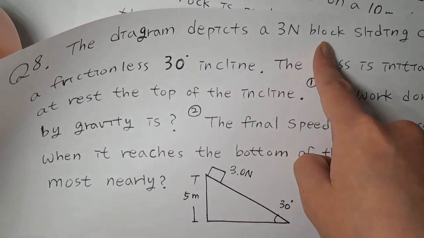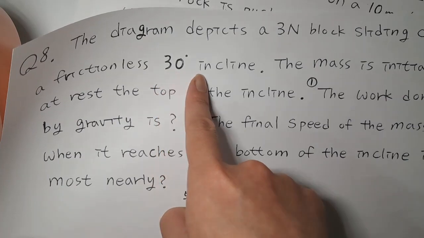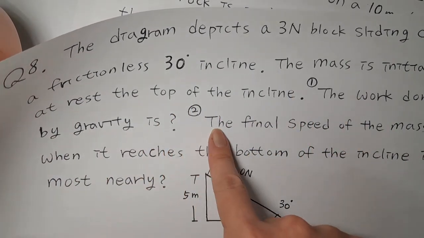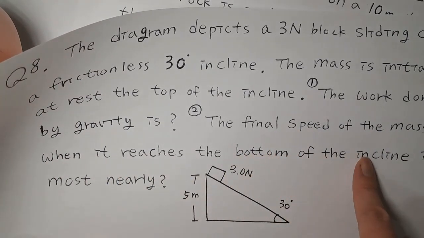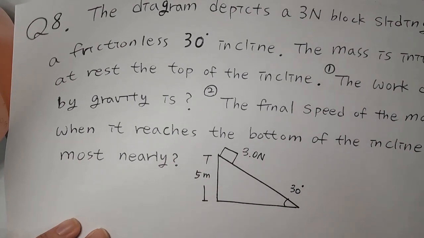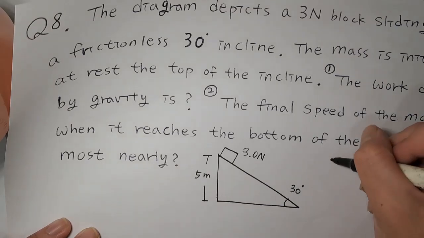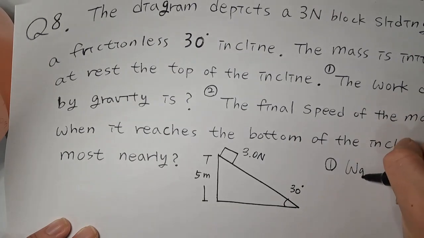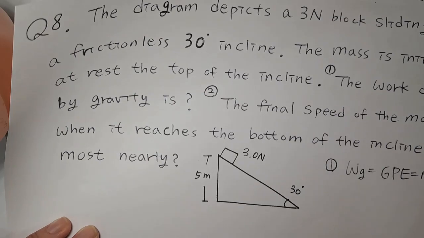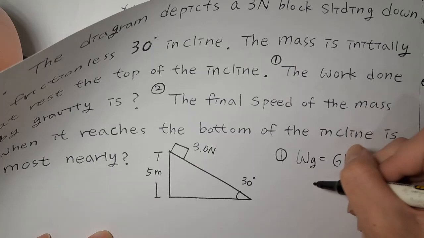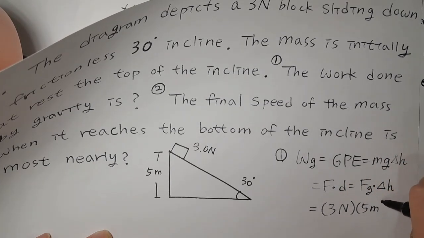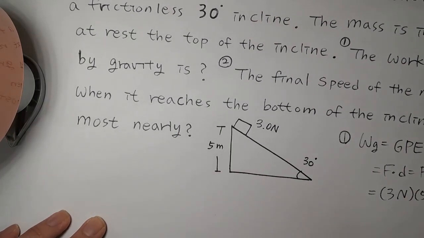The diagram depicts a 3 Newton block sliding down a frictionless 30 degree incline. The mass is initially at rest at the top of the incline. The work done by gravity is... The final speed of the mass when it reaches the bottom of the incline is most nearly... First, the work done by gravity depends only on the object's change in height. So the work is going to be the gravitational potential energy. So the answer is going to be 15 joules.